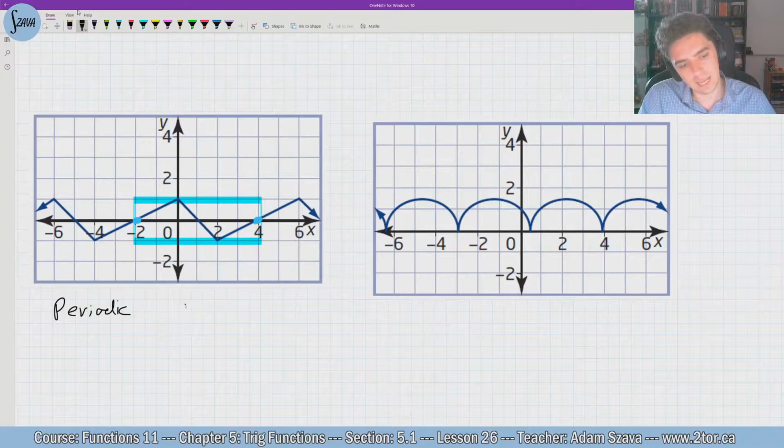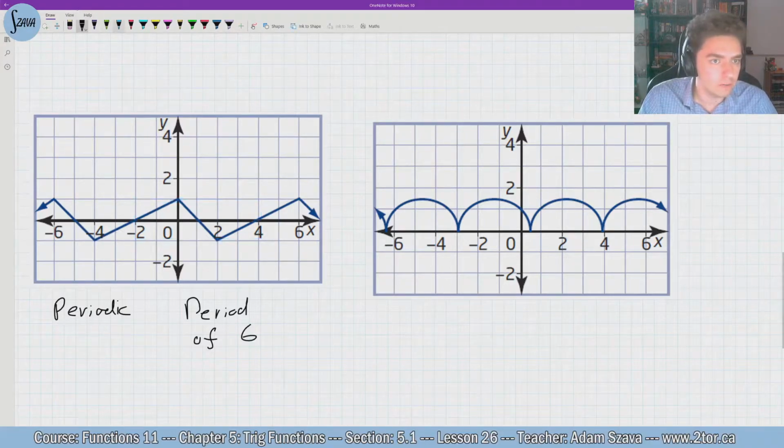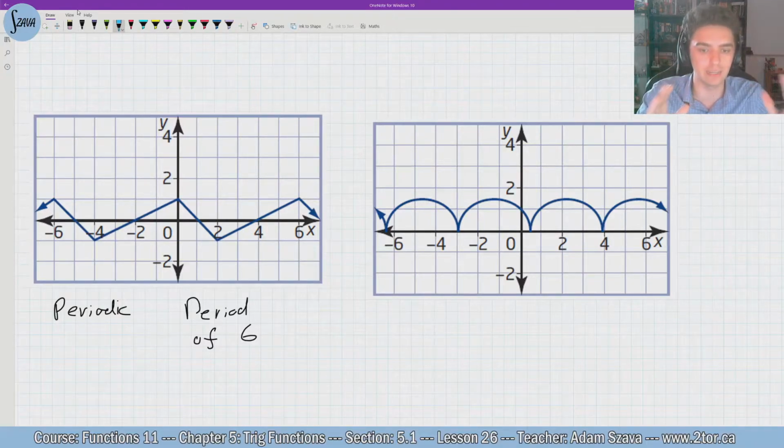And it has a period of 1, 2, 3, 4, 5, 6. Period of 6. And that's the same thing as if I measured the period from here to here. Same. 1, 2, 3, 4, 5, 6. Same. So period of 6. Doesn't matter where you measure it from. Just 2 points in the cycle. Two of the same points in the cycle, right?